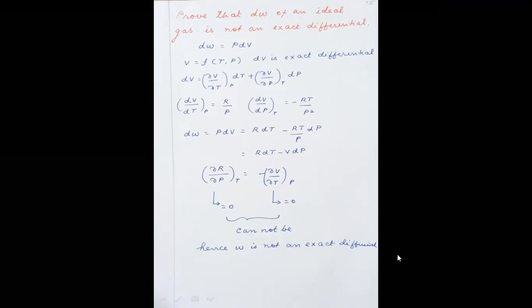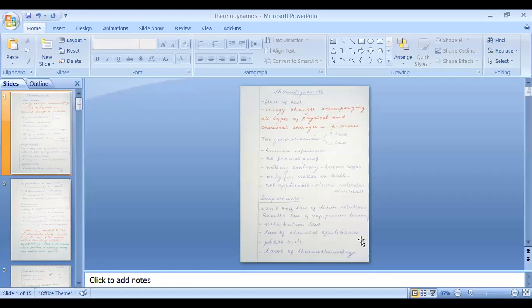This is how it is proved. So the volume change, when considered as a function of temperature and pressure, is an exact differential, and work done, when considered as a function of temperature and pressure, is an inexact differential, because the work done depends upon the path, whereas the volume change depends upon the state of the system. So volume is a state function, but work done is a path function. Now, I think with this we have completed all the slides. Right.